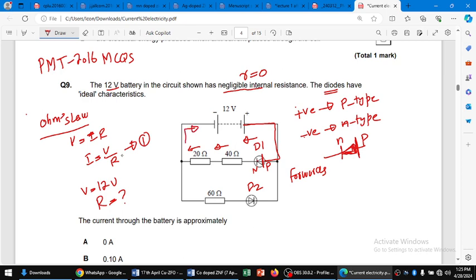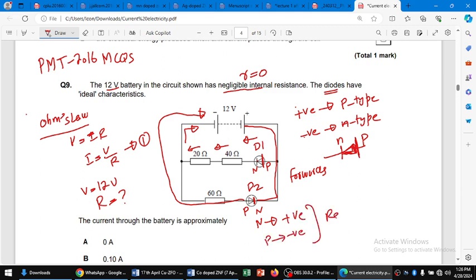But diode D2 is reverse bias. You can see that the n-type material is connected with the positive terminal of the battery, and the p-type is connected with the negative terminal. The right side of this diode is n-type. So if n-type is connected with the positive terminal and p-type with the negative terminal, this is reverse bias.